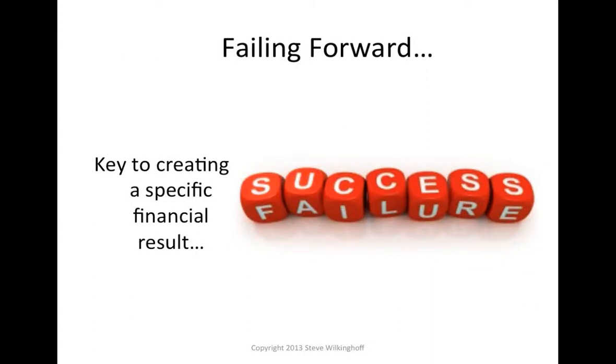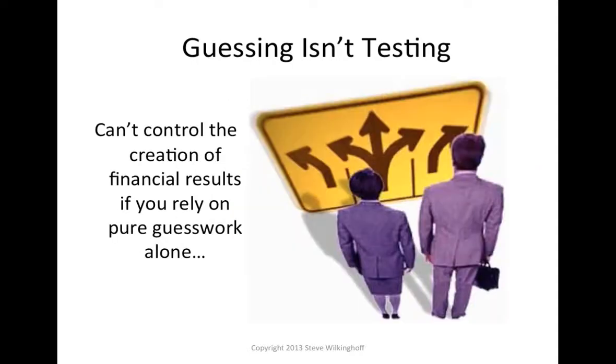So the way to create a specific financial result is what I call failing forward. And by that, I mean you have to try things and experiment to get to the financial result you want. And the quicker you try those things and discard the ones that aren't working, and the quicker you know they're not working, the faster you get to where you want to get. And you also reduce your risk because you can try anything if you can quickly determine that it's not going to work without risking a month or a quarter or a year of bad financial results.